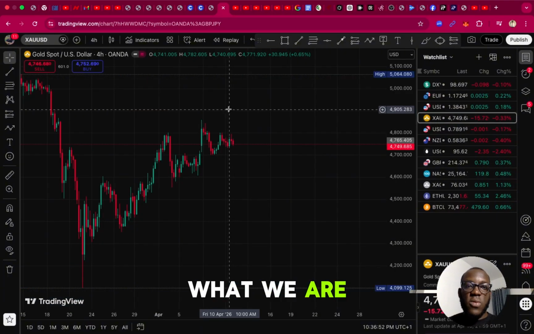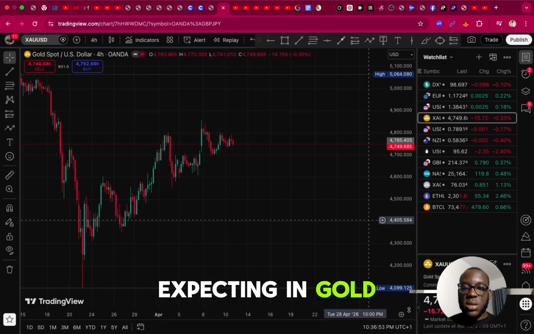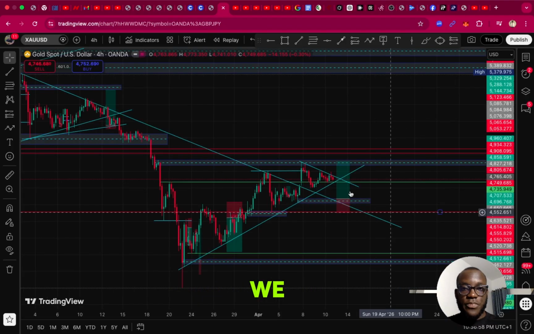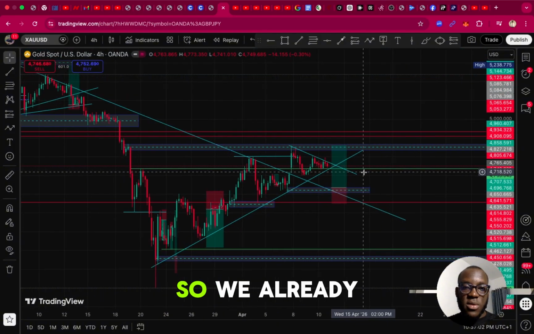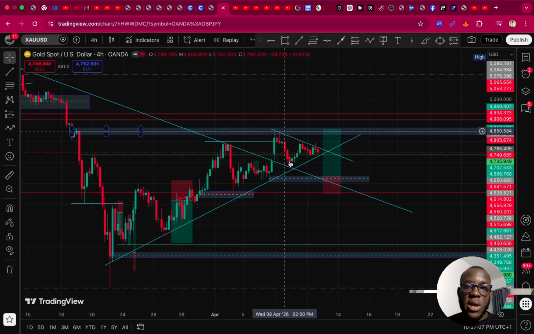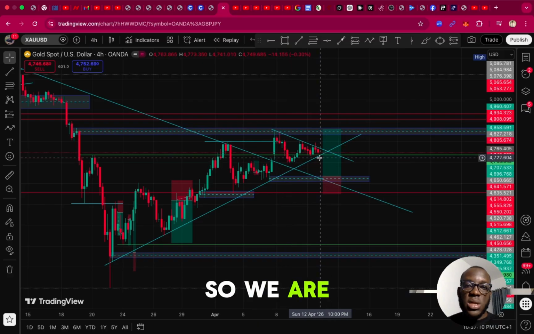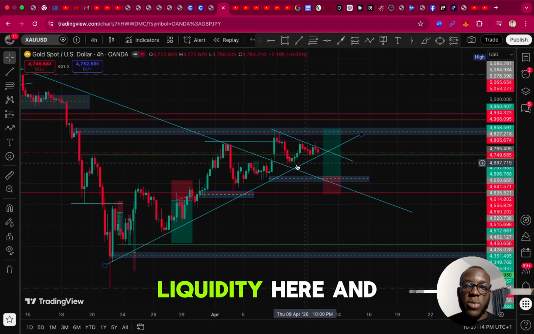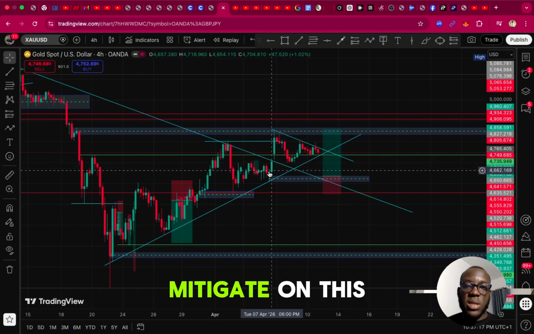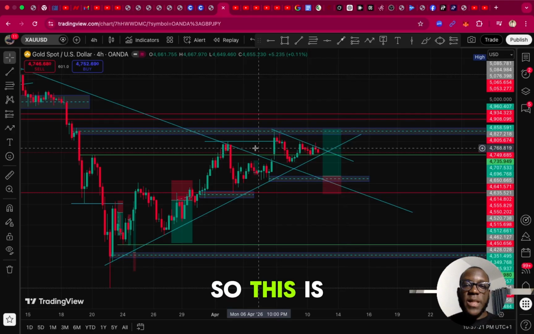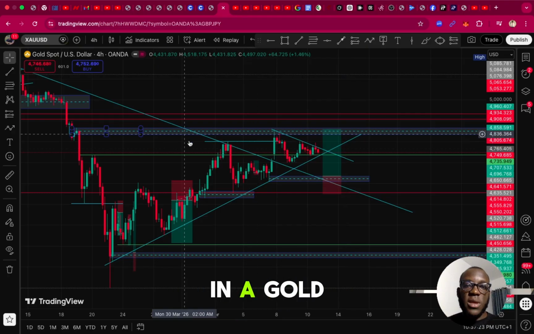So here we have our gold. So this is what we are expecting in gold. We need to allow it to load so that we understand what we have here. So we already have a higher high, higher low, higher high, higher low. So we are expecting it to take off the liquidity here and mitigate on this candle before moving on. So this is what we are looking out for in gold.